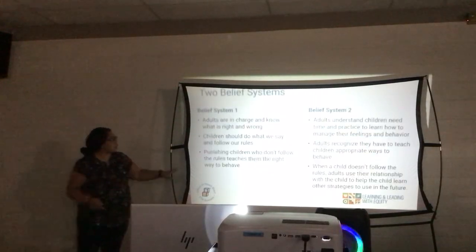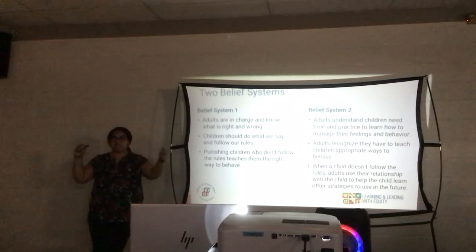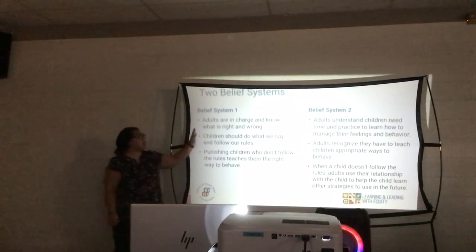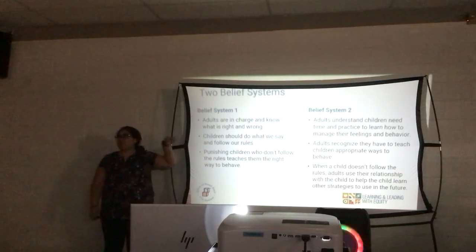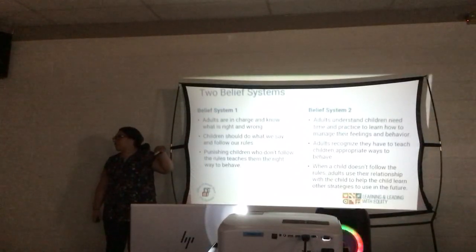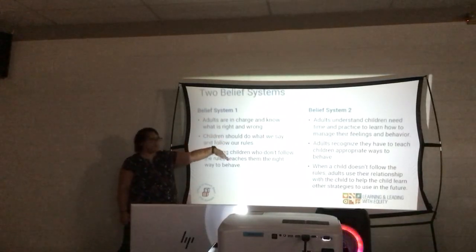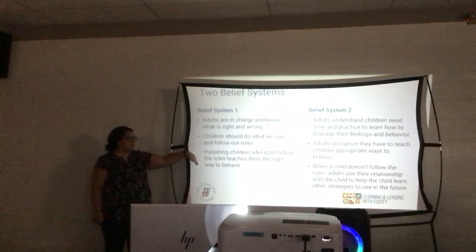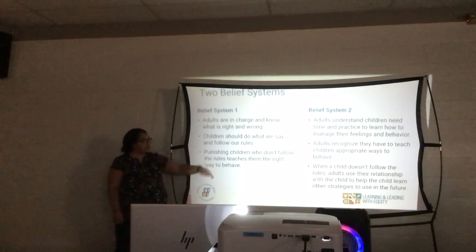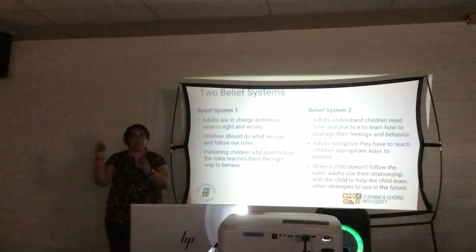Okay, also we talked about that. So here are those two belief systems. So this is where we see the disconnect also. There's that belief system that adults are in charge. I think Amy also used this yesterday to talk about how we think that the supervisors are the all-knowing ones that are in charge. They know what's right and what's wrong, or that children should do what we say and follow our rules. That punishing children who don't follow the rules teaches them the right way to behave. Right? There's that belief system.